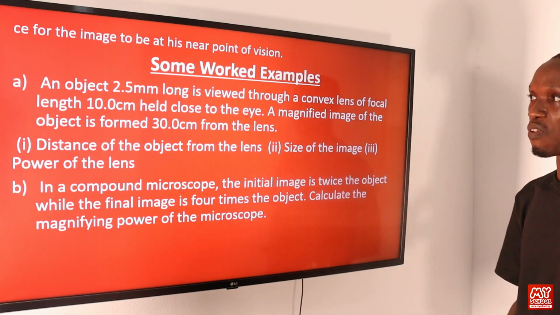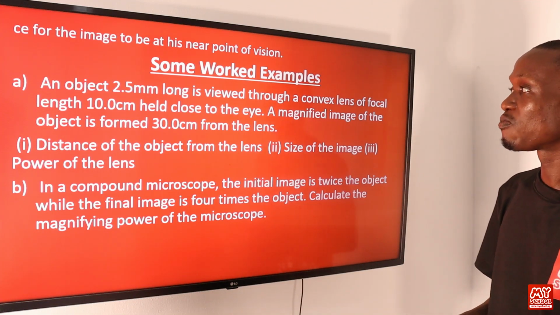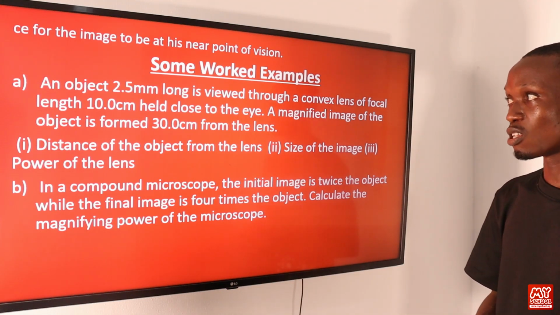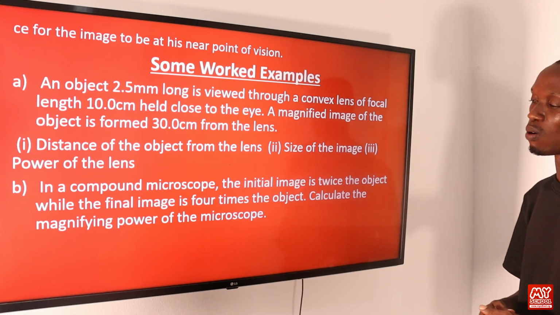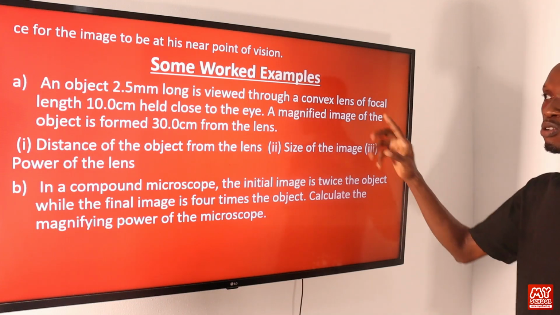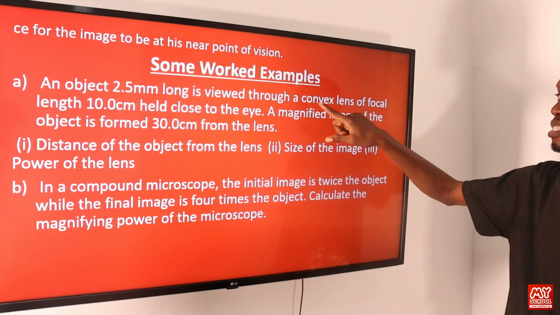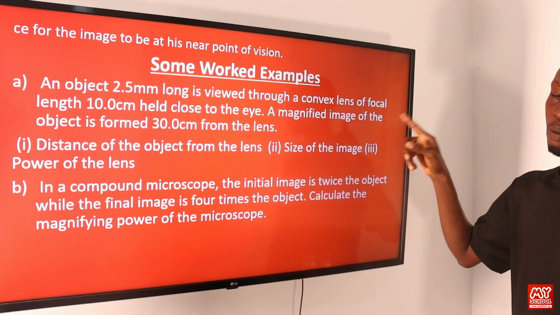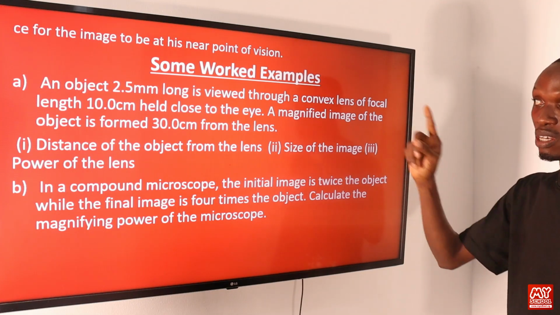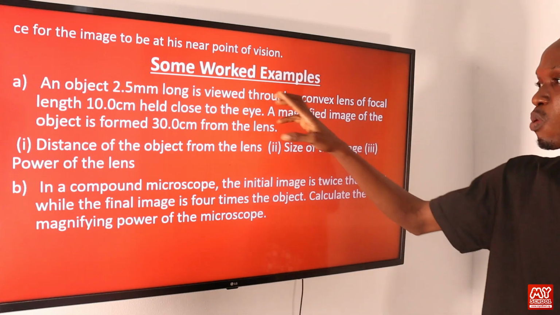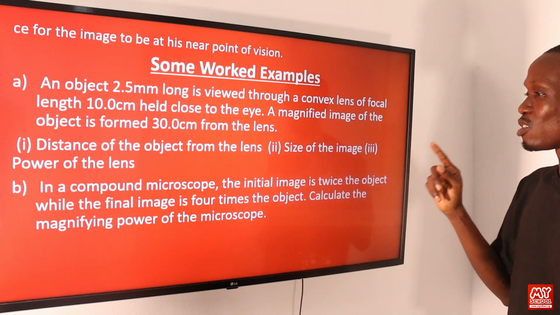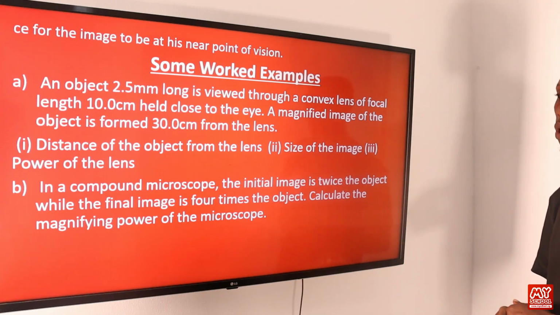An object 2.5 mm long is viewed through a convex lens of focal length 10.0 centimeters, held close to the eye. A magnified image of the object is formed 30.0 centimeters from the lens. Now take note of this question: here the convex lens is used as a simple microscope, and remember that a simple microscope will produce a virtual image. So take note, v in this case will be negative. Here we are asked to solve for 1, the distance of the object from the lens, 2, the size of the image, and 3, the power of the lens.